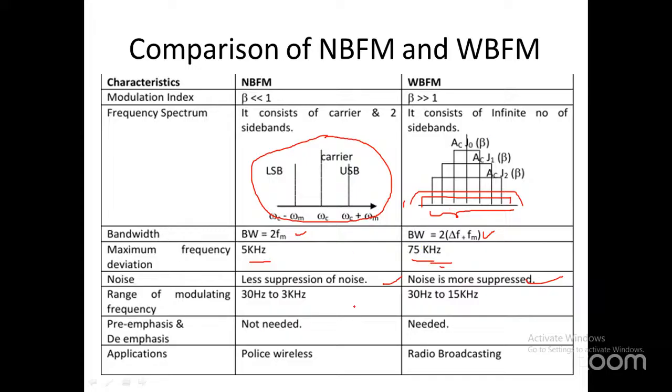And next, the range of modulating frequency: for narrowband it is 30 Hz to 3 kHz, and for wideband, 30 Hz to 15 kHz audio frequency range.